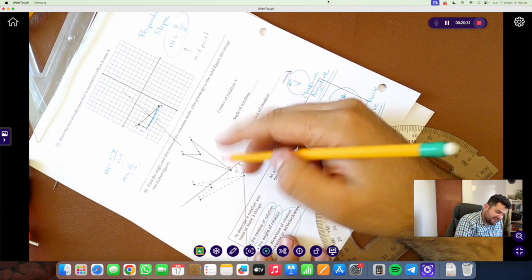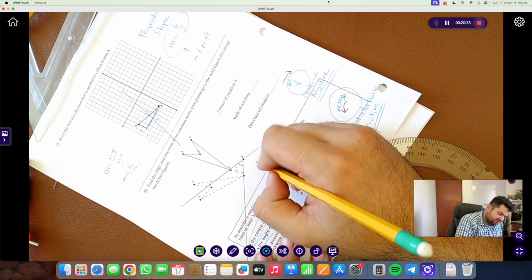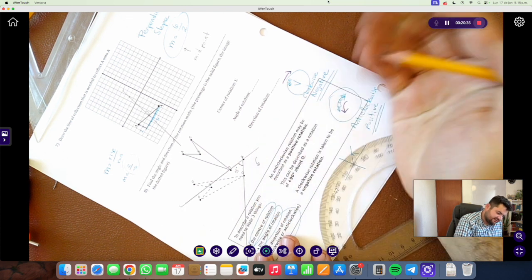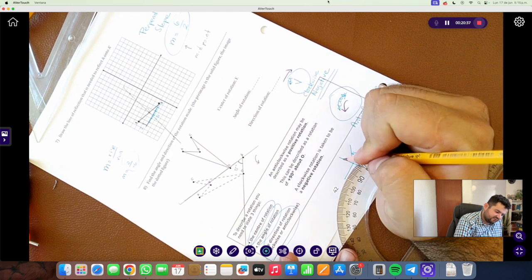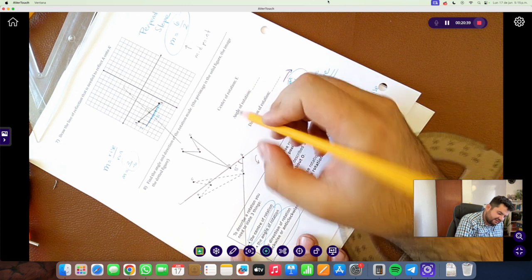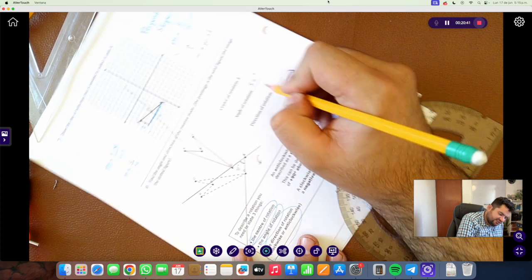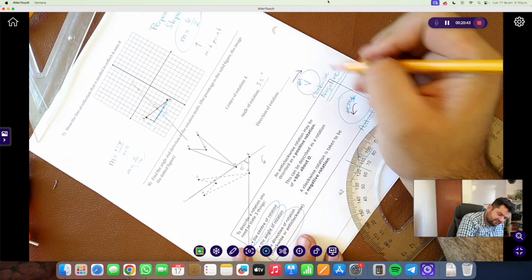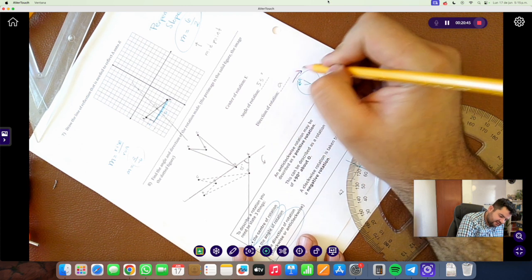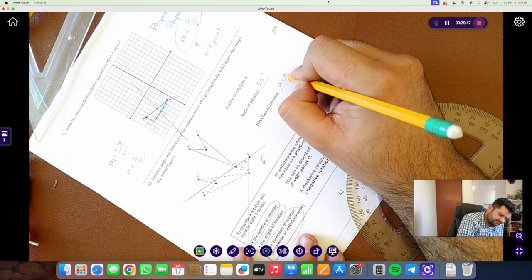And now, if I am going from here to here, that is a positive rotation. So it is a 55 degree angle of rotation, and it is anti-clockwise. A, C, C.